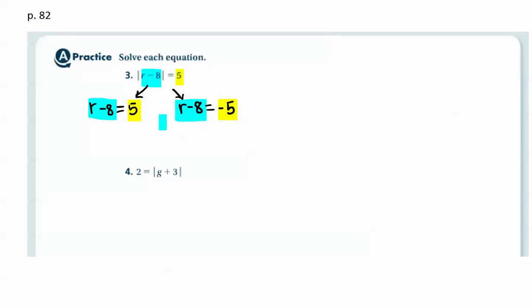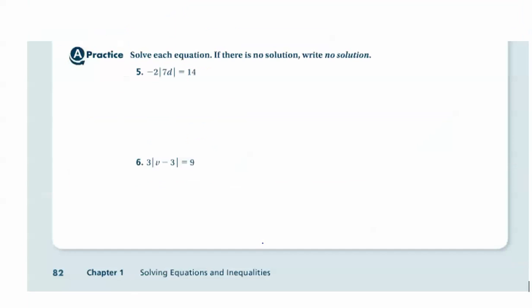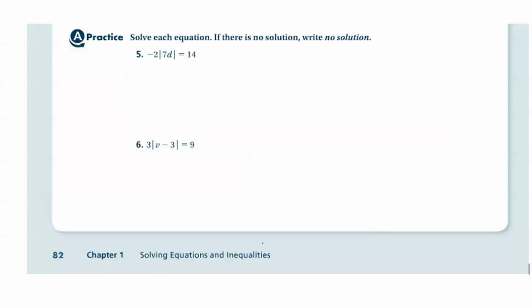Notice there's no more absolute value signs. They're gone. When you rewrite it, they disappear. So we add 8, we get r is 13. And we add 8, we get r is 3. If you plug them both in, they should both work. Okay, we're going to skip 4, but it's the same idea, it's just the sides are flipped. And at the bottom of page 82, let's just do one more to kind of tie it all together.